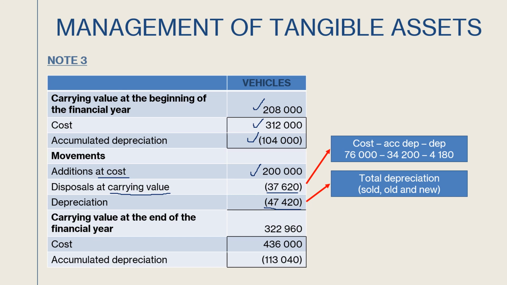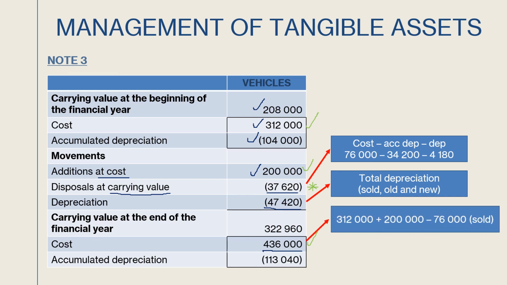Okay. Now, if we want to calculate the cost price here, we are going to start basically with the cost price at the beginning of the year. Okay, so we're starting with this 312,000. We add the additions, so the new stuff that we bought, and we subtract the cost price of the vehicle that we sold. And that is going to give me this 436,000.